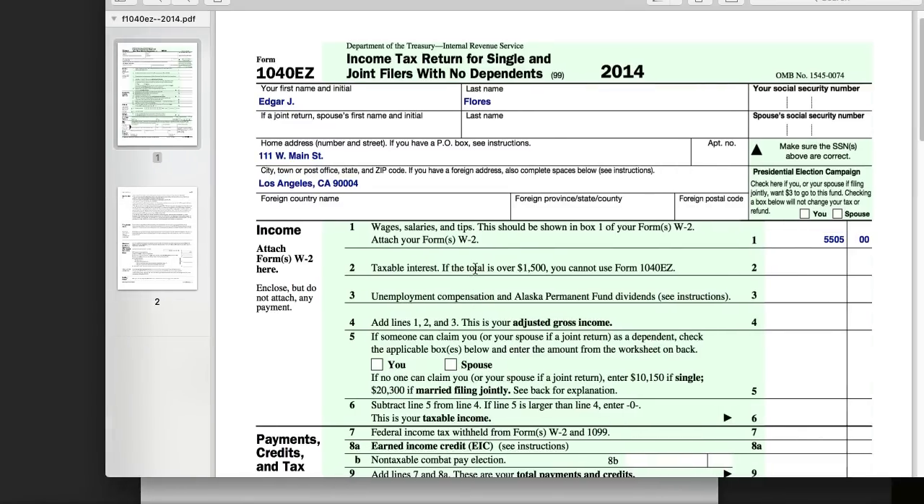The next thing it asks me in line 2 is for taxable interest. If the total is over $1,500, you could not use form 1040 EZ. For the purpose of this assignment, we don't have taxable interest. Taxable interest is essentially if you have money in a savings account and you are earning interest on that money over the course of the year, you are taxed on it. So the government essentially taxes us on any money that is looked at as income. In the future, if you do have money in a savings account that's earning interest, you would enter that amount here on line 2.